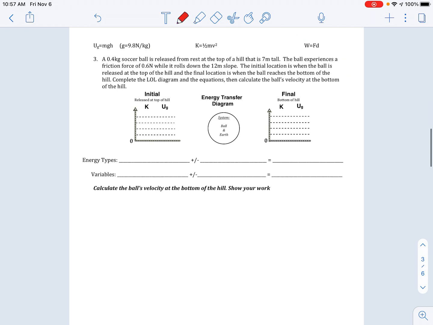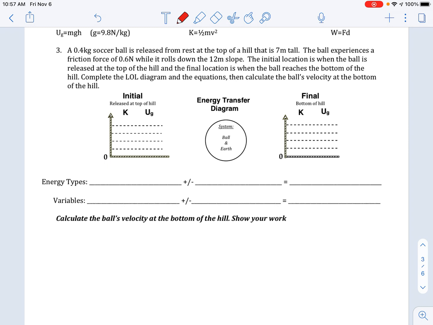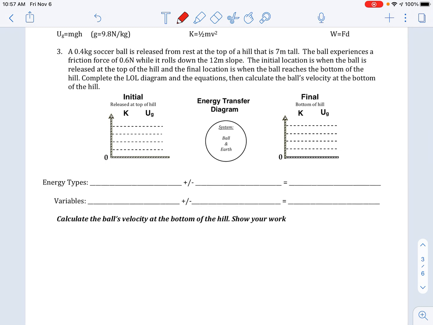All right, let's look at our last problem here. A 0.4 kilogram soccer ball is released from rest at the top of a hill that is 7 meters long. Okay, so we're at the top of a hill, and we're released from rest. So we know there's no velocity, so there's no kinetic energy, but we're at the top of a hill, so we got some UG, right? That's our initial, at the top of the hill.